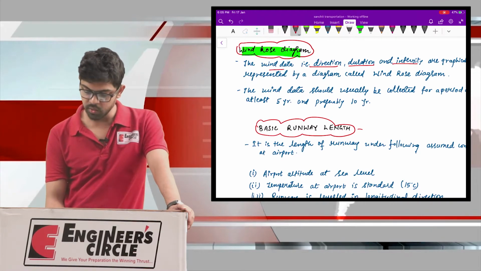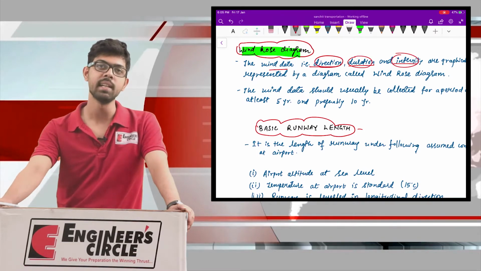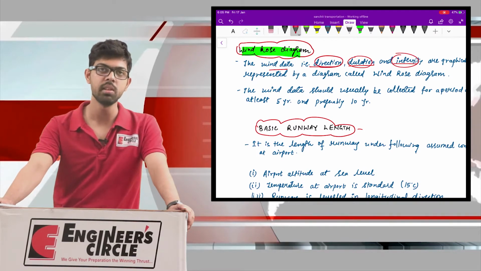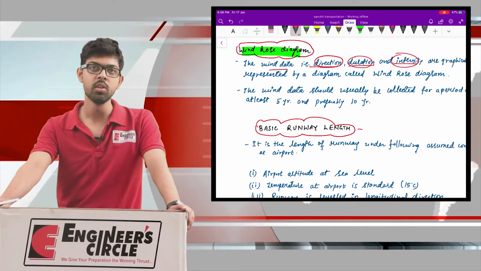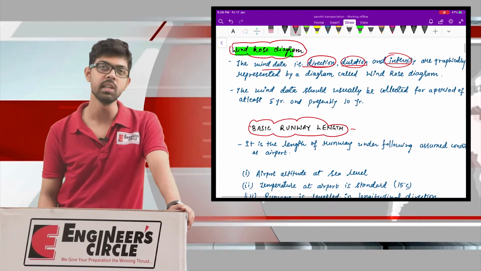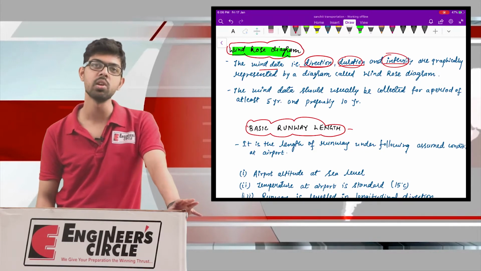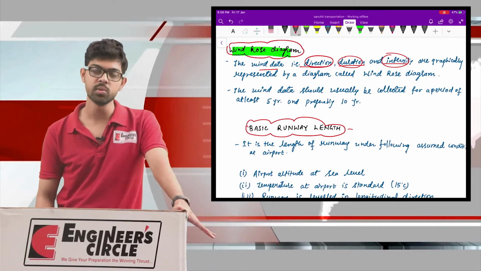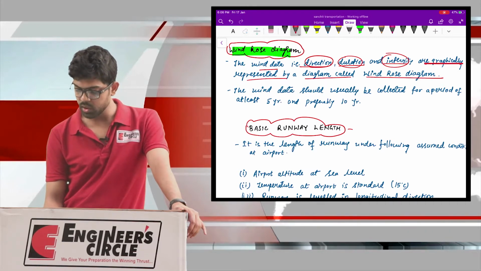Let us see. The wind data, that is the direction, duration and intensity. Whenever we are collecting the data for the wind measurement, what sort of detail should we collect? We should collect the direction of the wind, the duration of the wind, and the intensity or the speed with which the winds are blowing for a considerable period of time over a given location. All these data are known as wind data. And these wind data are graphically represented by a diagram known as the Windrose diagram.